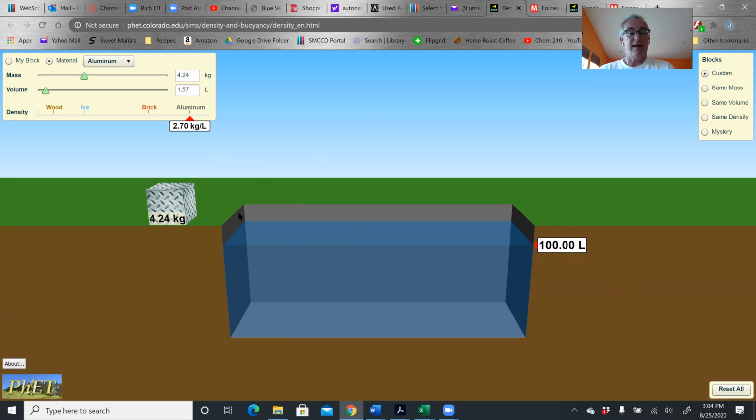So the initial volume is always going to be 100.00 liters. And then when we drop whatever it is, I think that was the brick. No, it was the aluminum. We dropped our cube of aluminum in there. Then we look at the volume. That's 101.57 liters. And so the difference is the volume of aluminum. Okay. Yeah. Thanks.